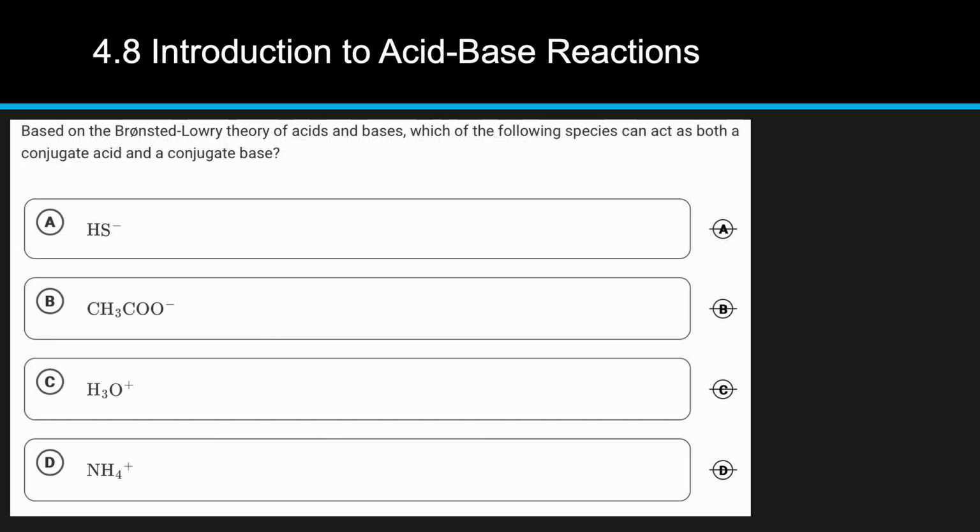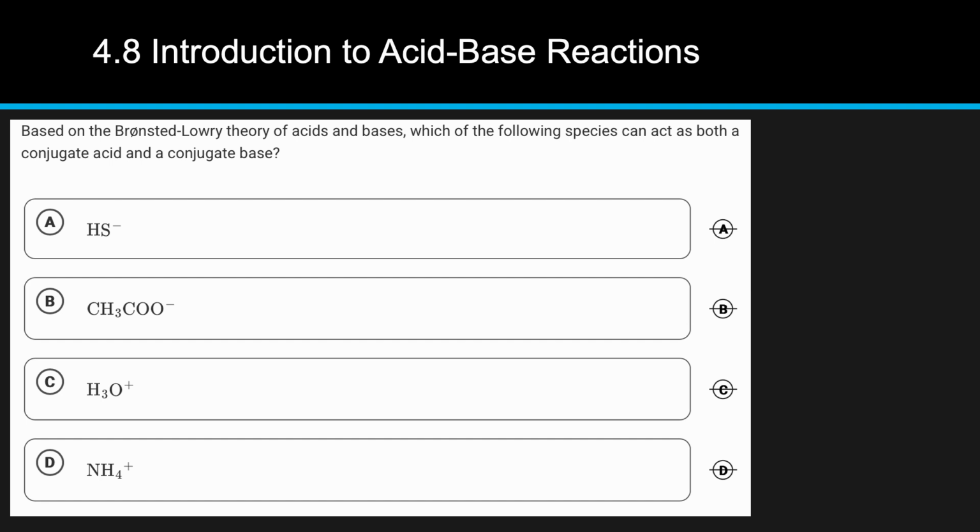All right, so let's put that into action. This one says, based on the Bronsted-Lowry theory of acids and bases, which of the following species can act as both a conjugate acid and a conjugate base? So we want to know which one of these are amphiprotic, meaning they can form a conjugate acid and they can form a conjugate base, which means they can donate and accept a proton.